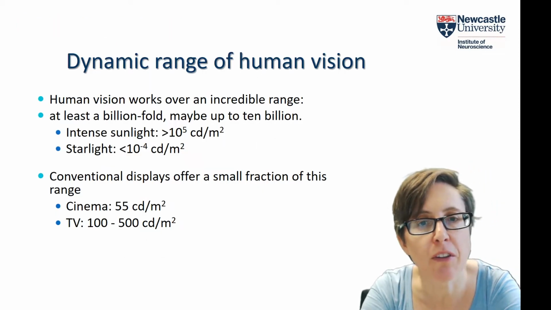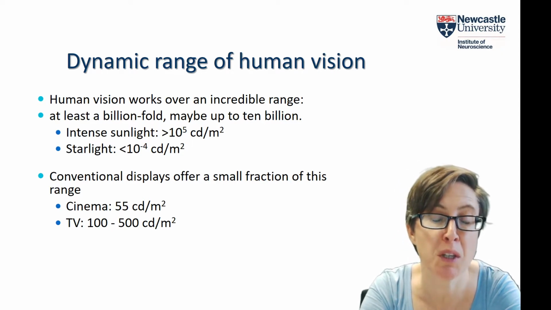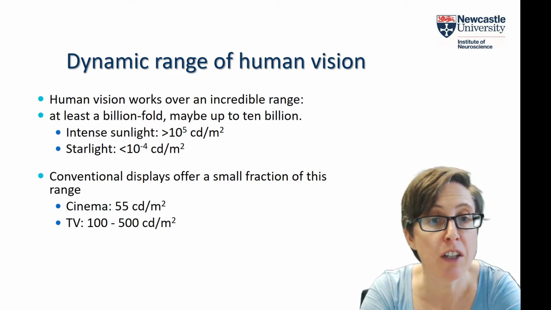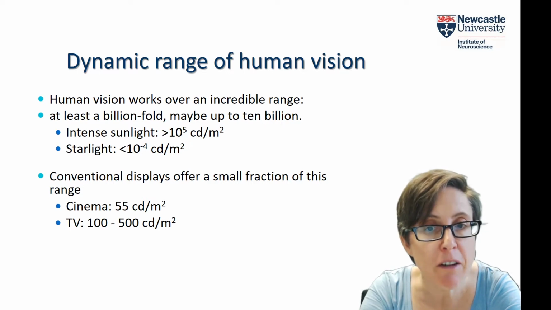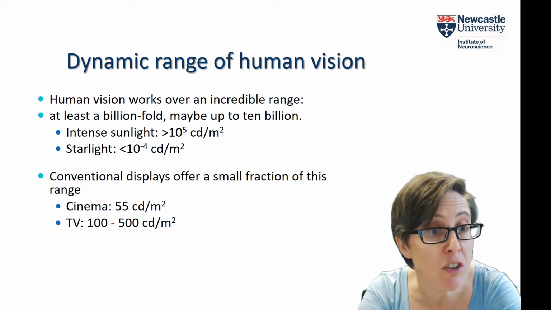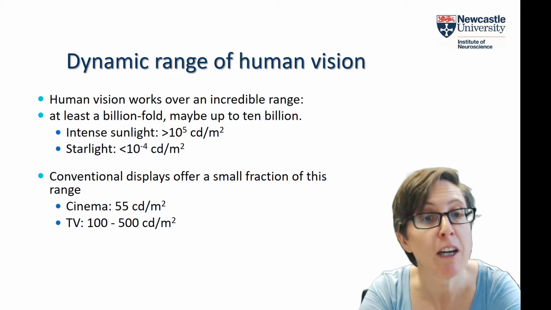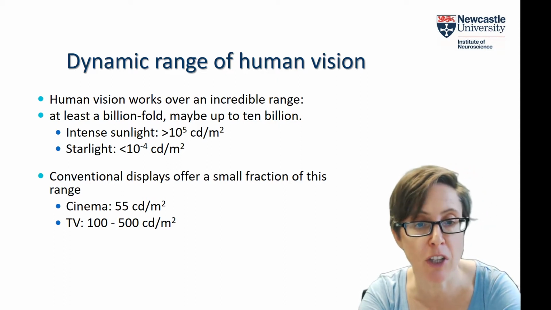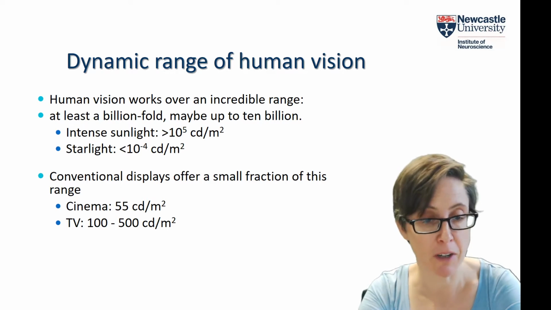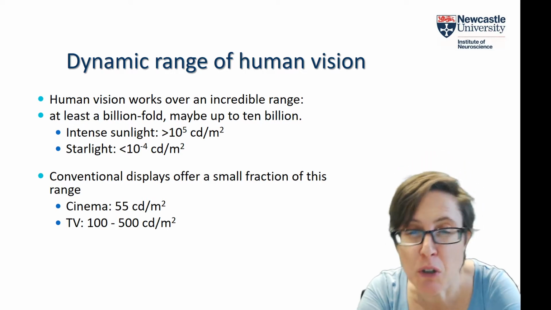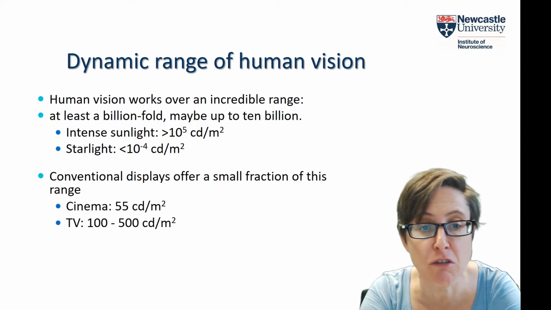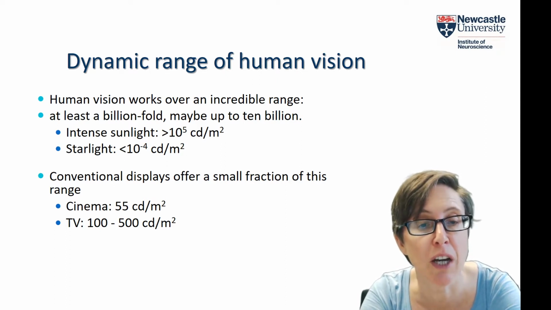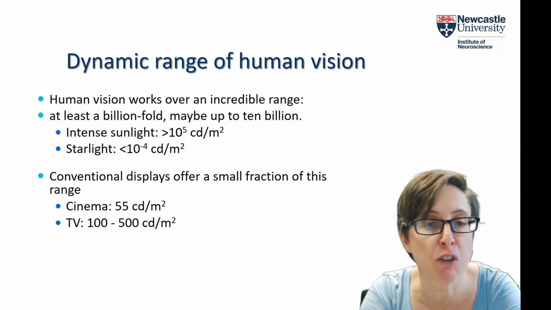It's worth pointing out that despite this tremendous dynamic range within which our vision does operate, the displays that we have available offer a very, very small fraction of this range, and they're typically incredibly dark. So the brightness of a typical cinema screen might only be 55 candela per metre squared. An old TV might be 100 candela per metre squared, a modern one might be 500, the very newest ones even up to, for brief periods and in parts of the screen, maybe 1,000 candela per metre squared. But you can see this is really at the bottom of the range our visual system was designed to operate in.